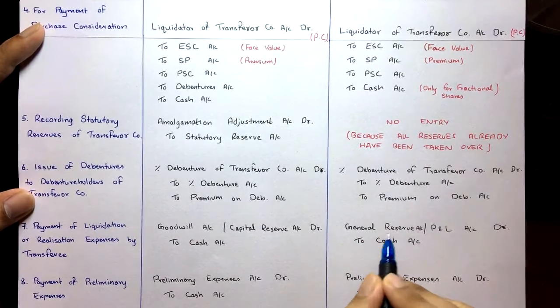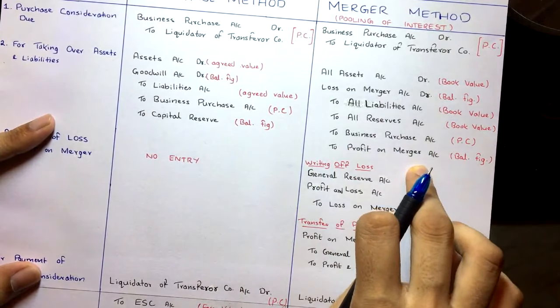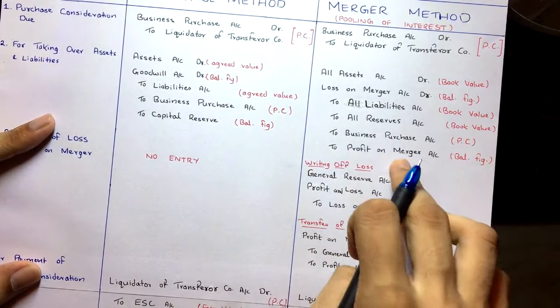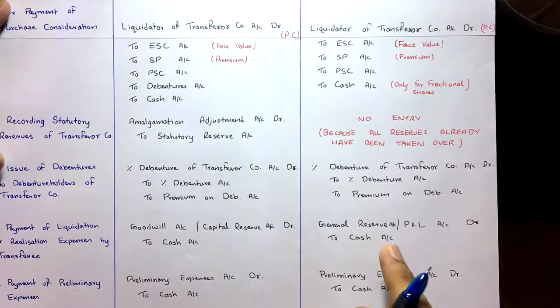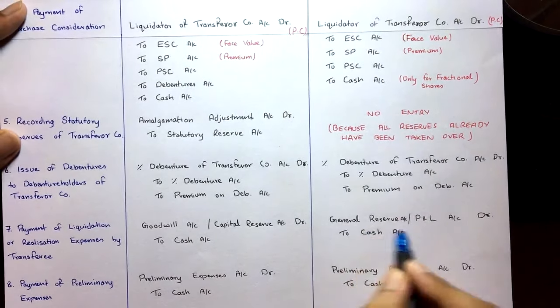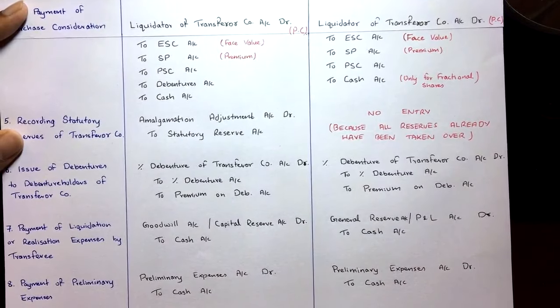We are not going to use goodwill. So that is the thing, because here there is no goodwill, nothing. Here there is loss on merger and profit on merger, which we are going to adjust in the free reserves. So here we are utilizing free reserves, so that is why free reserves will be used to pay off the expenses. Okay, so that's the seventh entry.